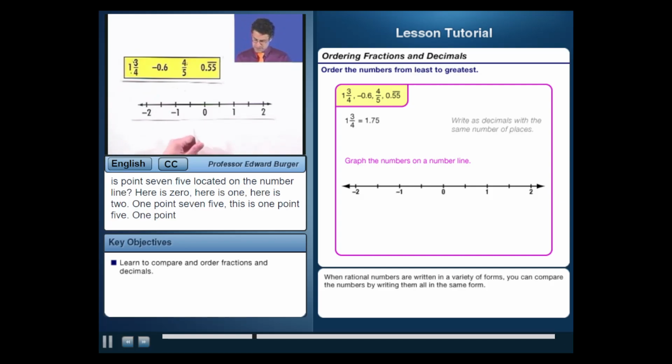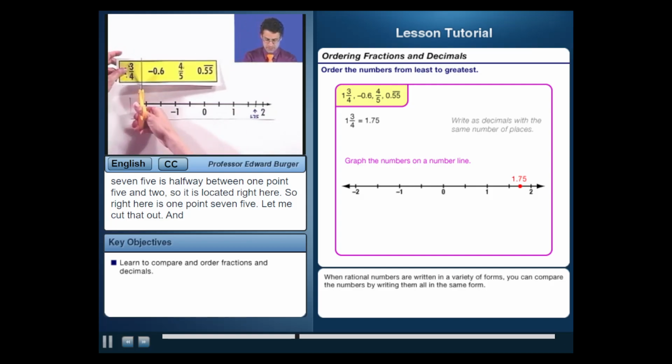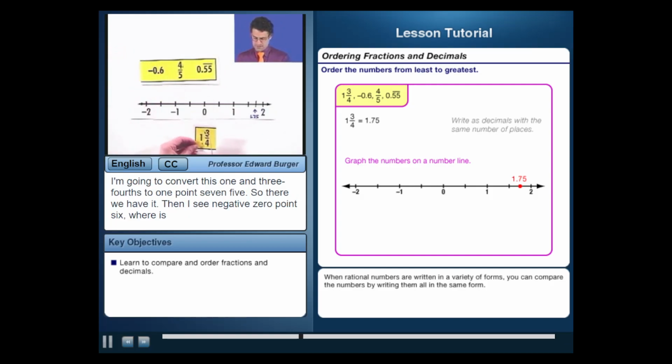So 1.75 is located where on the number line? Well, here's 0, here's 1, here's 2. 1.75, this is 1.5. 1.75 is halfway between 1.5 and 2, so it's located right here. So right here is 1.75. I'll put it right in the spot, and I'm going to convert this 1 3/4 to 1.75. So there we have it.